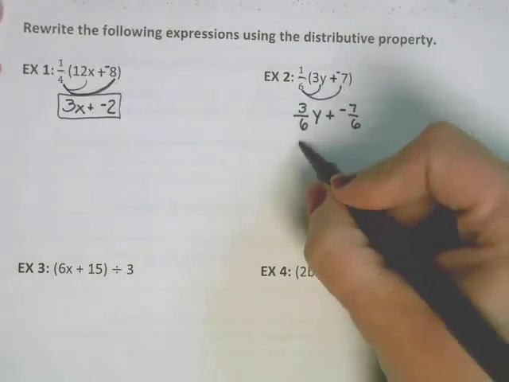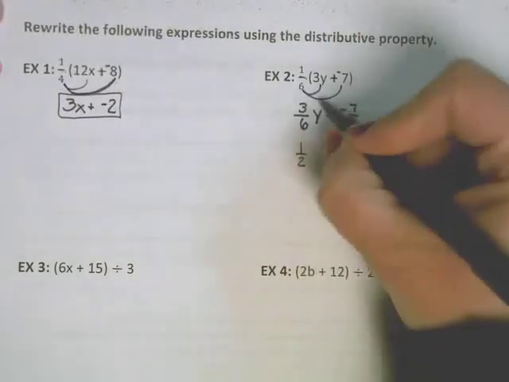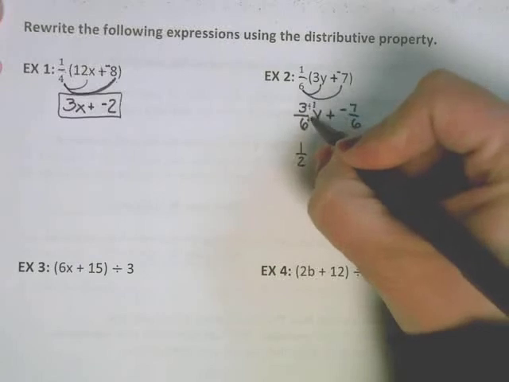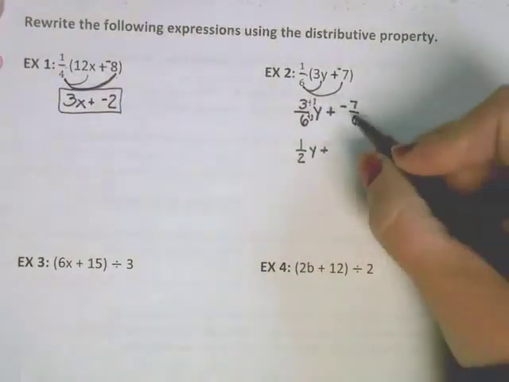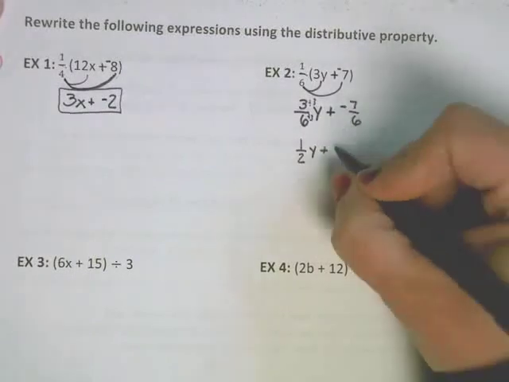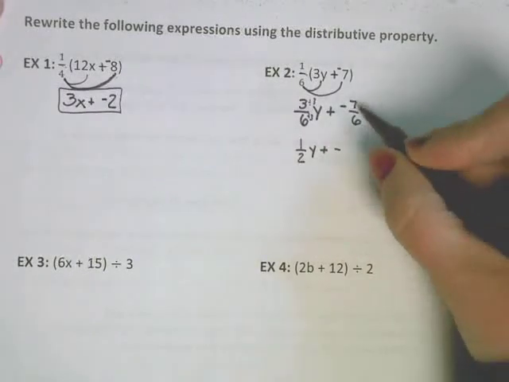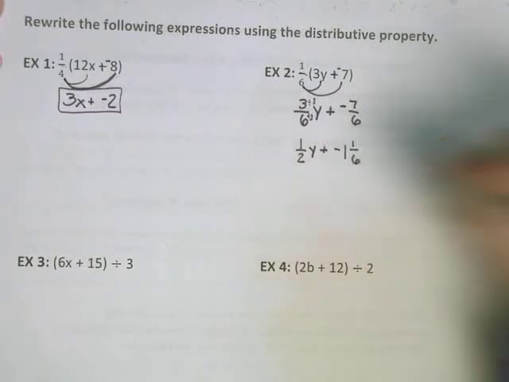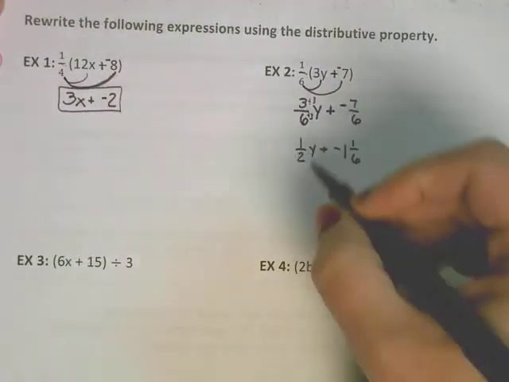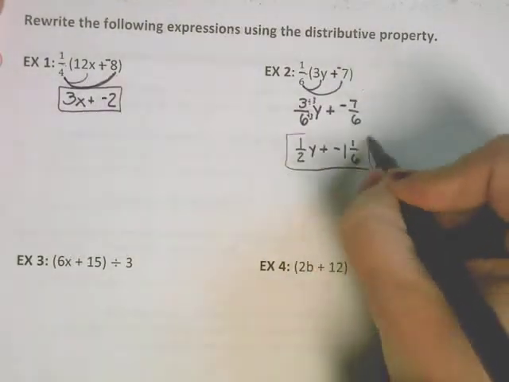3/6 is the same as 1/2. I could just divide them both by 3, the numerator and denominator by 3. We get 1/2 y plus, how could I simplify -7/6? Well, it would still be negative. 6 goes into 7 how many times? Once, with 1/6 left. So this would be our simplified expression this time using the distributive property.